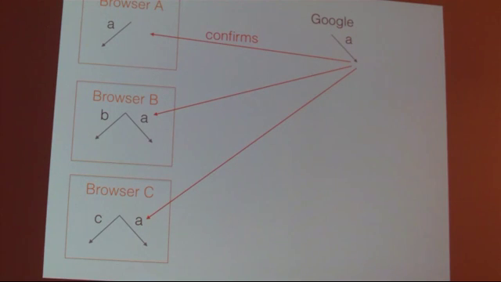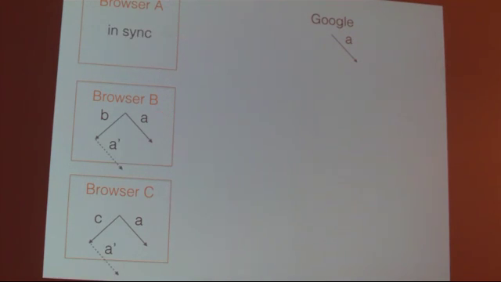So the Google server will send back to browser A and say, okay, the change that you made has been logged onto the server. So now browser A knows that it's in sync. And then browser B and browser C are going to go and work on adding the change on the client side. And the server has no idea.